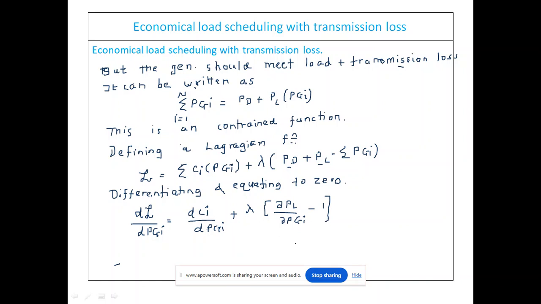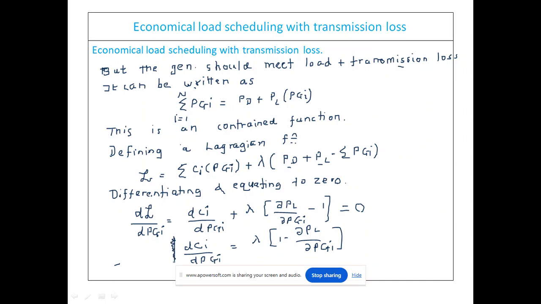Now this is to be equal to 0. So what will we get here now? dCi divided by dPGi equal to lambda times 1 minus dou PL divided by dou PGi. Okay, now this is the criteria for our economical load scheduling.